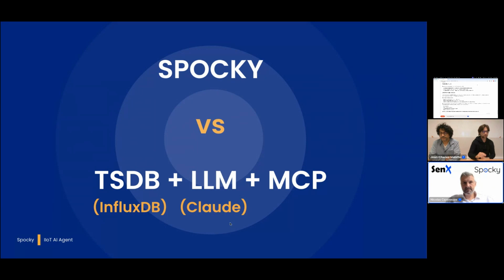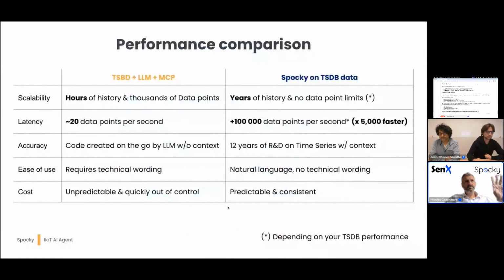Thank you, Matthias. And so maybe, yes, to summarize, there were 5 main things that you saw that are worth remembering. First, in terms of scalability, we saw that the bundle of TSDB plus LLM and MCP would have limitations of hours of history and thousands of data points, whereas Spocky can process years of history with no data point limits. In terms of latency, we have 20 data points per second with the bundle, whereas Spocky can perform 5,000 times faster.